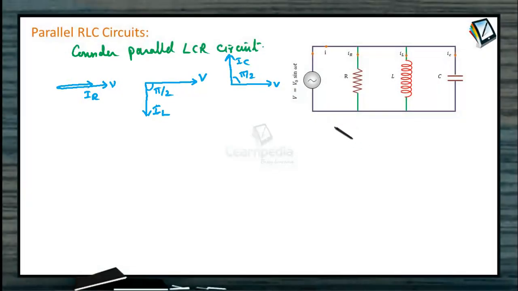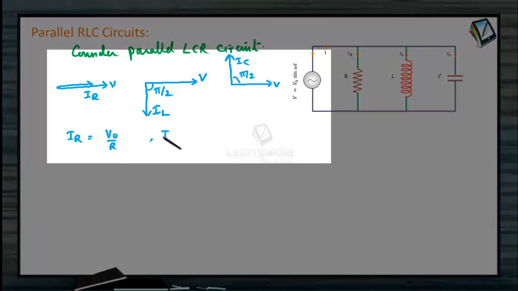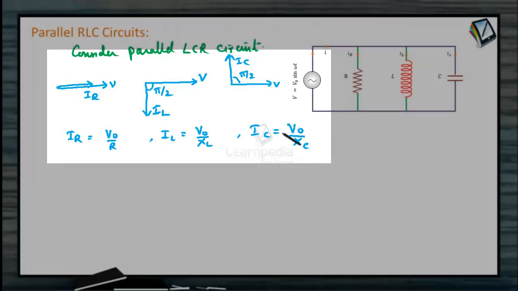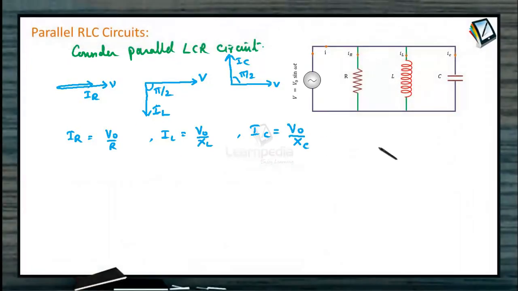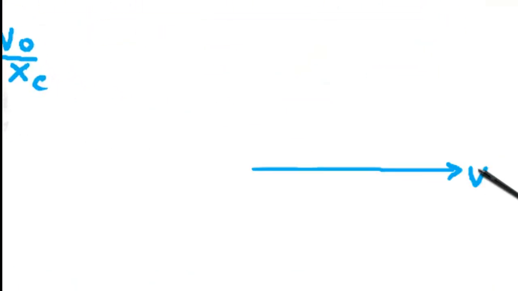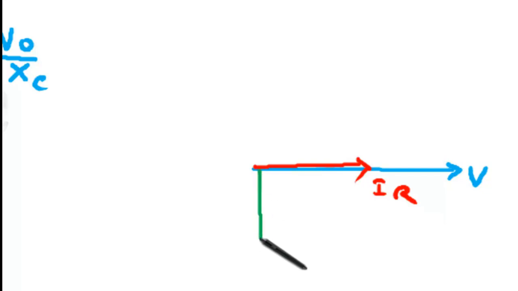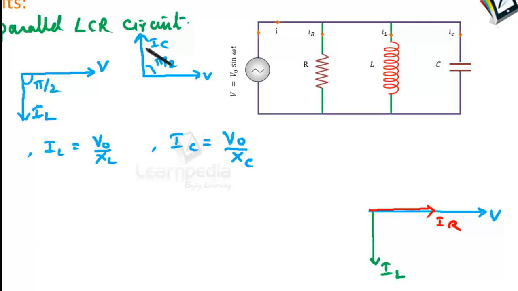So the current IR we can consider as V naught by R, the current IL across the inductor is V naught by XL, where XL is the inductive reactance. Across the capacitor, IC is equal to V naught by XC, where XC is the capacitive reactance. So if we merge all three together, keeping the potential in the same phase, let us say this is V. Then the current in the resistor will be in the same direction. This is IR. IL we can mark in this direction, and IC upward.